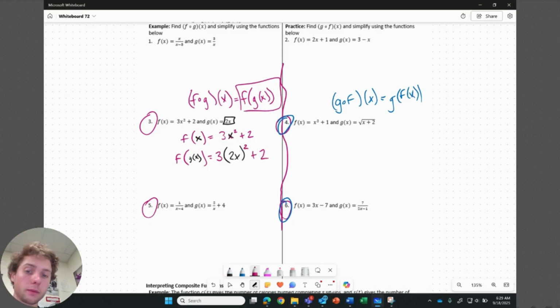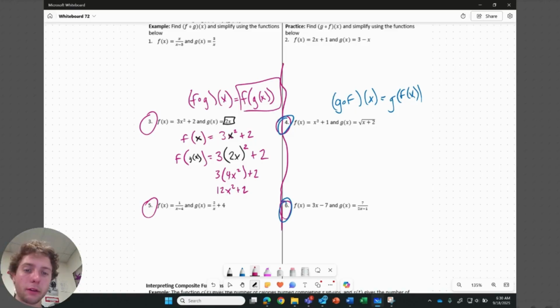That gets squared, and then we could simplify that. 2 is being squared, that gives us 4. x is being squared, that's just x squared. So simplifying this then, 3 times 4 gives us 12x squared plus 2, and we have our answer.